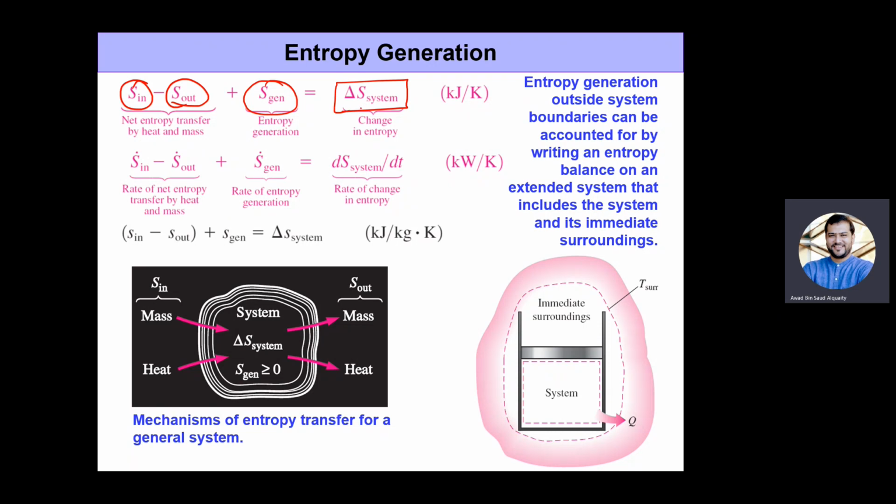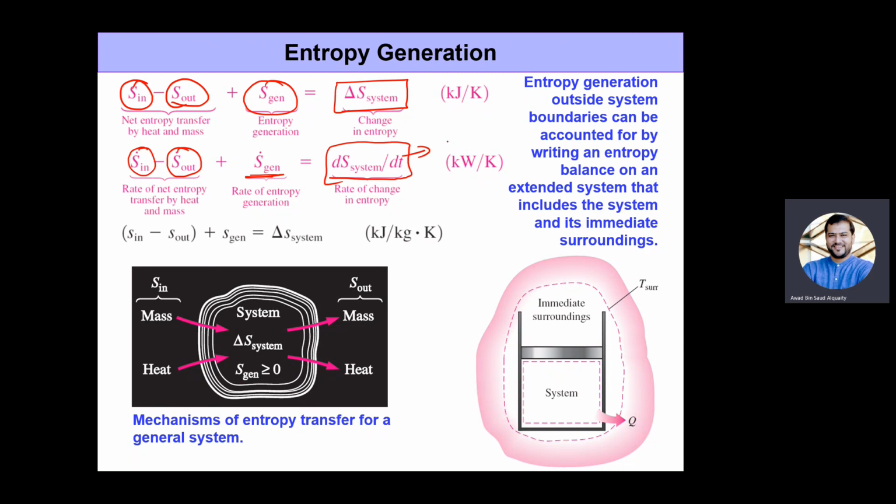In the same way, we can write this exact formula in the rate form by saying that the rate of entropy entering a system, either through heat or mass transfer or both, minus the rate at which entropy leaves the system, plus the rate of entropy generation within the system because of irreversibilities, will be equal to the rate of change of entropy within the system.